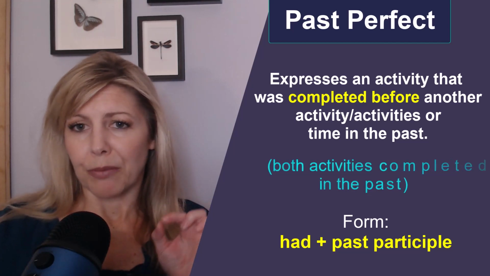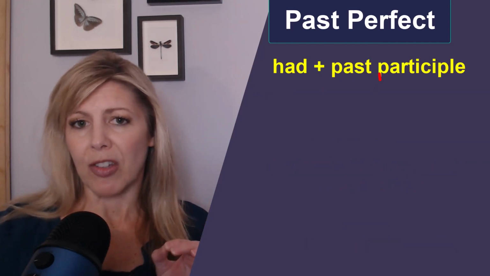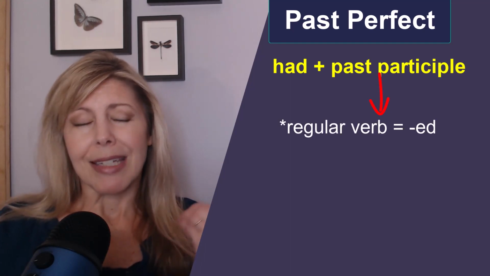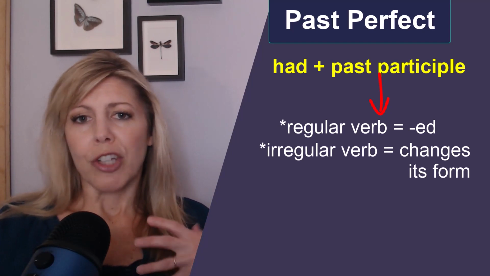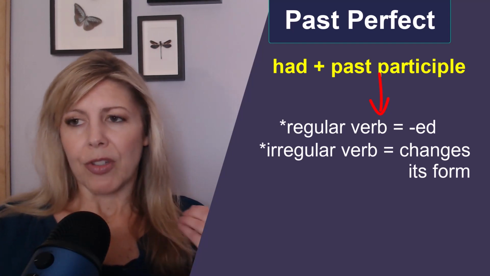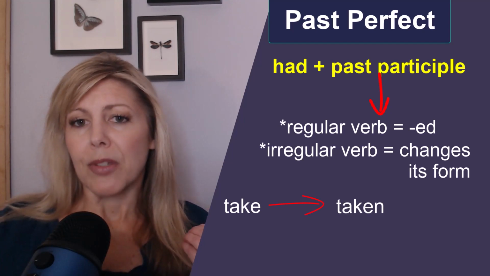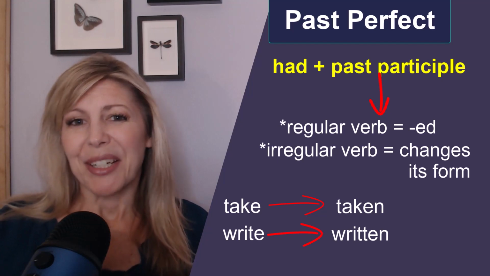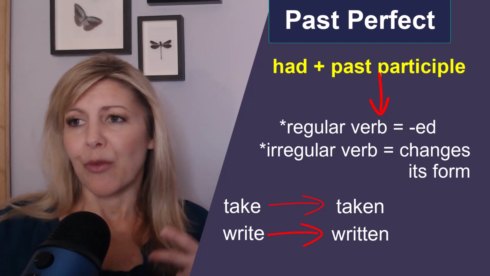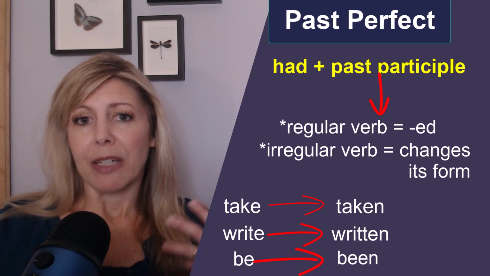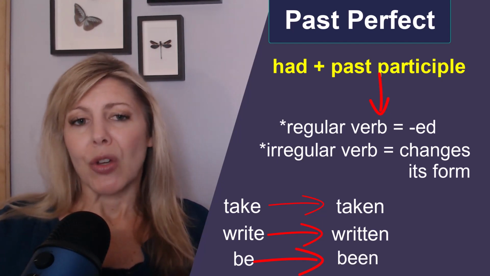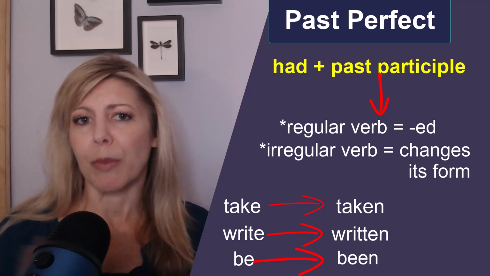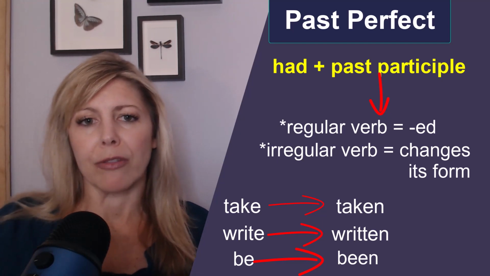Now, just to do a quick review, remember the past participle. If it's a regular verb, we use ed. If it's an irregular verb, the word changes its form completely. Such as, take becomes taken. Write, wrote, written. Okay, written is the past participle form. If we have the verb be, it becomes been. Okay, so it's just something to remember with irregular verbs and the past participle. We kind of talked about that before in some of our other videos.